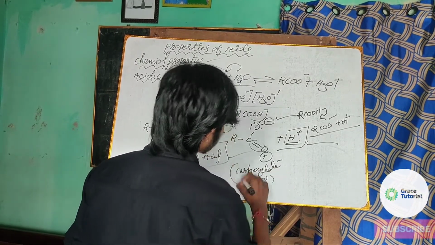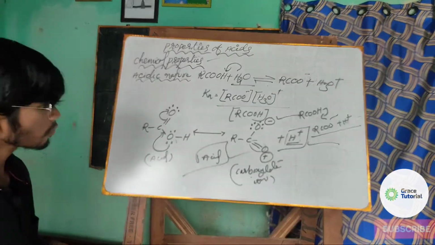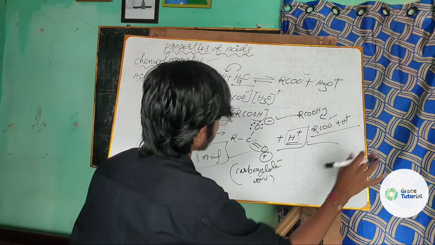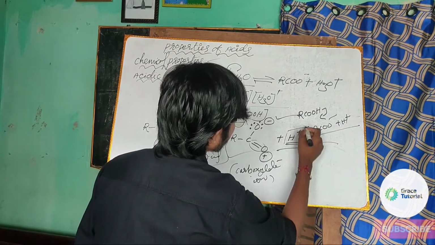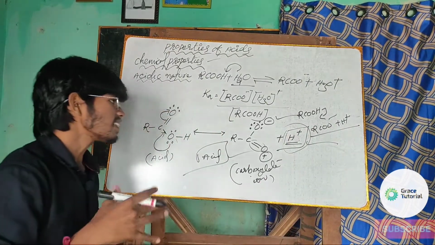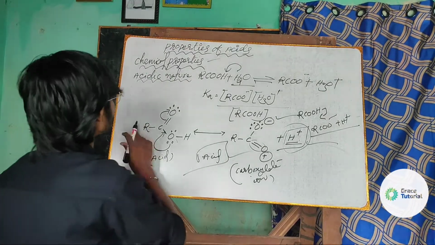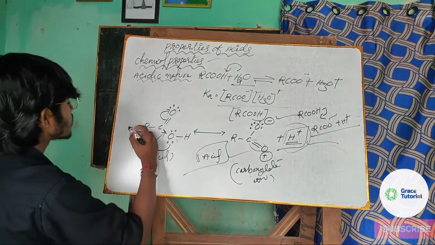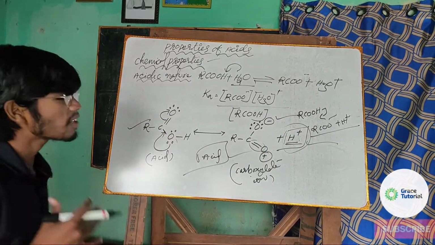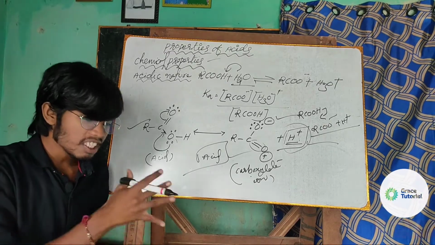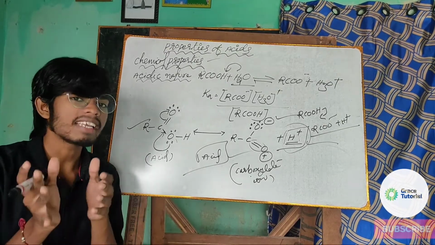Carboxylate ion. And finally a proton is released. Since it releases the proton, that's why we can say that it can express the acidic nature, that means the carboxylic acid behaves as an acid. In the examination, it will be asked to you to explain the acidic nature of carboxylic acid.